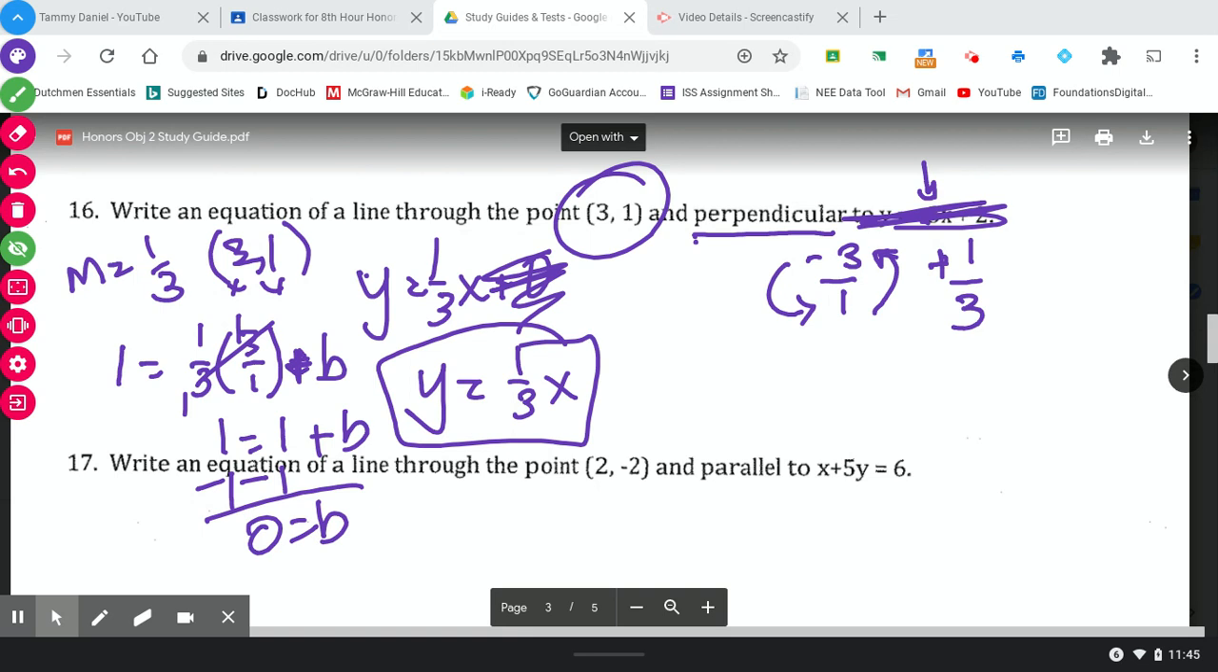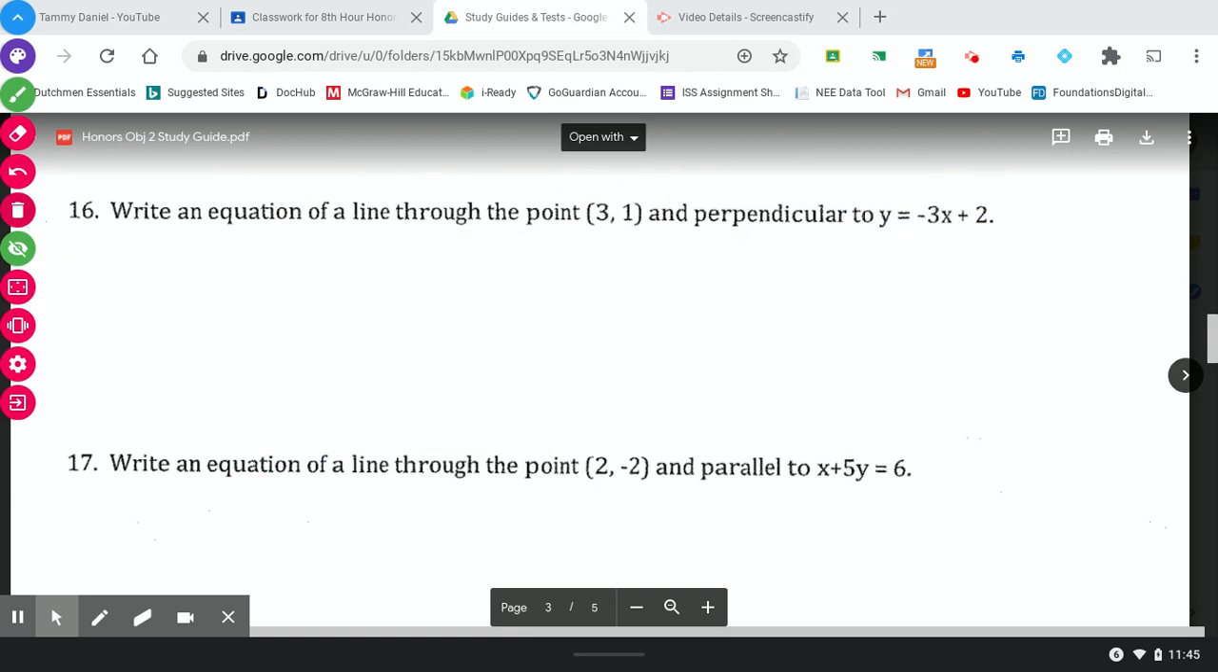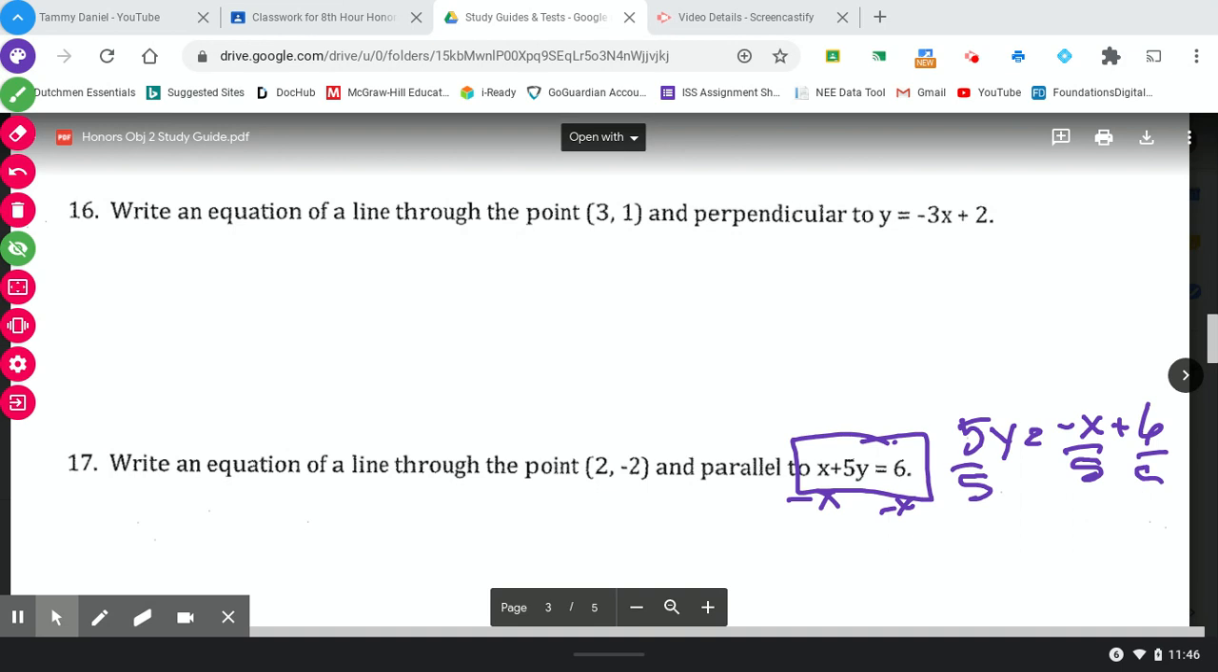Okay? All right. This next one, they weren't as nice. They didn't give you y by itself. So to find out what the slope of this line is, we're going to have to rewrite it. So I'm going to subtract x from both sides, and that gives you 5x equals -x plus 6. And then we're going to divide by 5. Okay? And we end up with y equals -1/5 x plus 6/5.